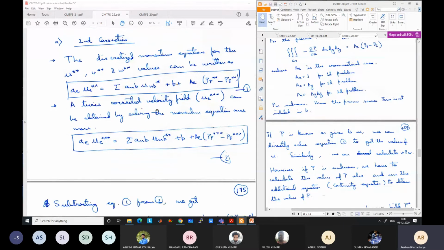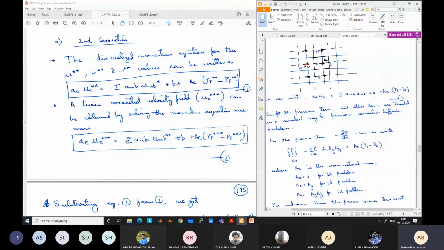Now, assume that a second updated velocity field, which also satisfies the momentum equation, can be represented by triple star values. So double star means after the first updating. Single star means without any updating, just based on gauge pressure. Double star is after first updating. Triple star is after second updating. In that case, the momentum equation can be written with the pressure after second updating, PP triple star minus PE triple star.